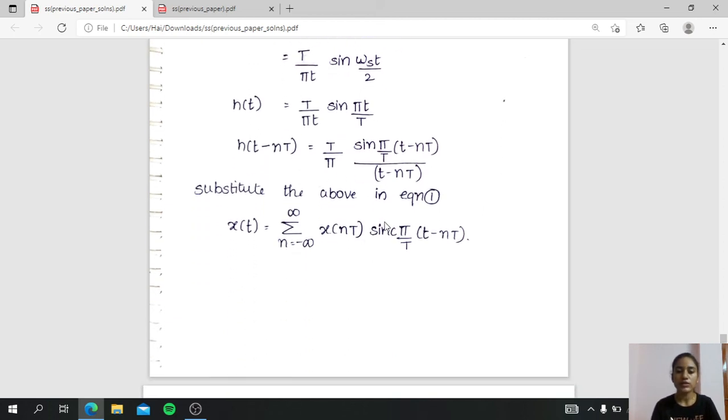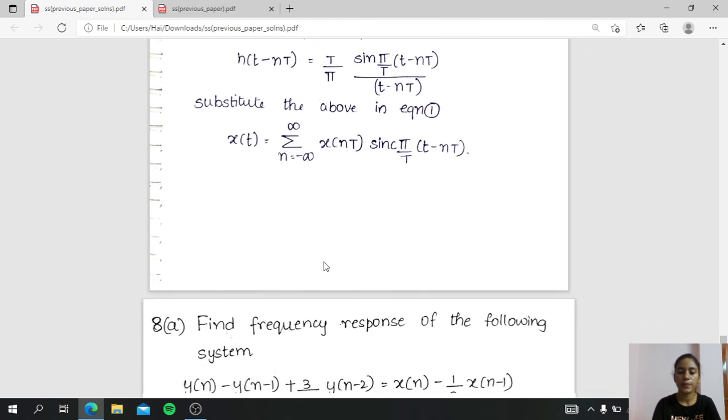Now this is your sinc function. If you observe, sine pi t by T will be your sinc function, so I replace this with sinc. This is your required original signal from the sample signals.